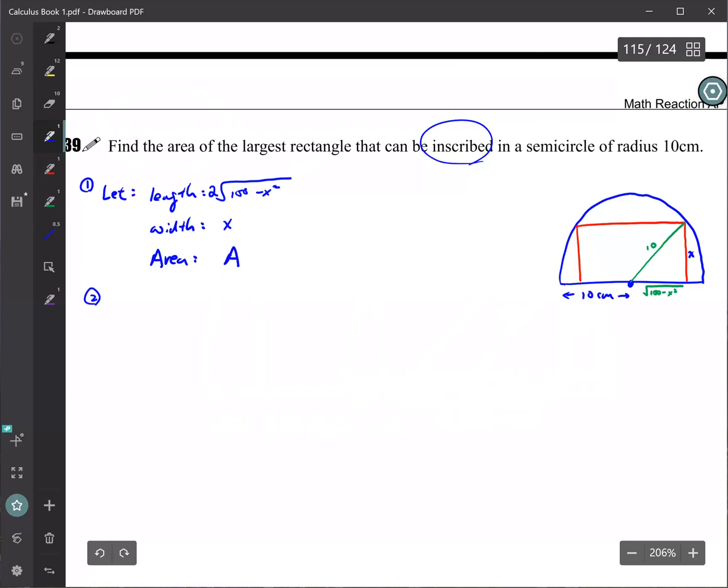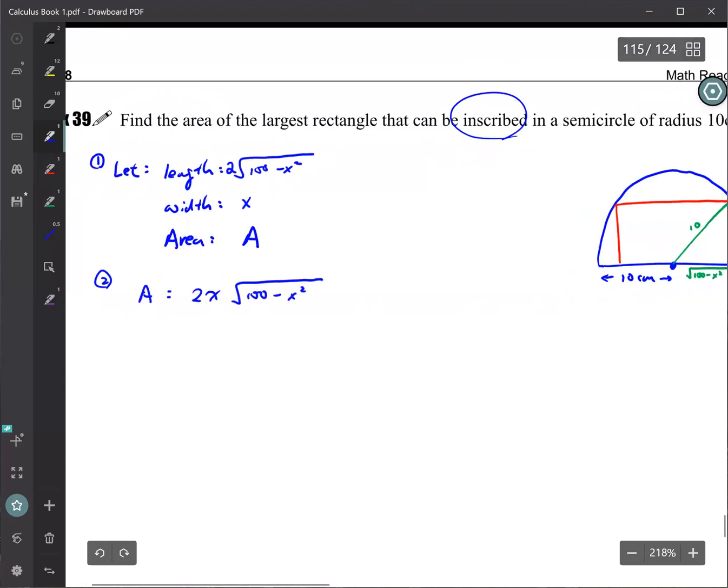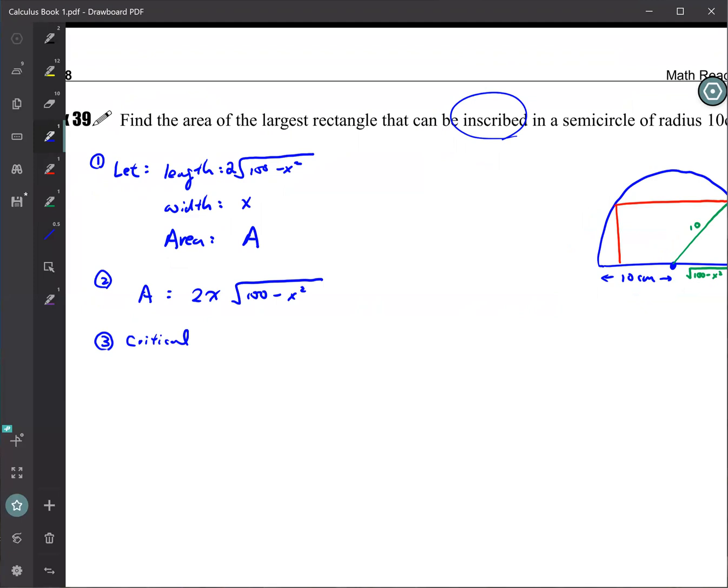Now we need to get the function, right? So area is length times width, so it'll be 2x times 100 minus x squared. Okay, so of course this is different from the previous 2 questions. It's not a polynomial, right? You cannot expand it out, right? So we're just gonna go ahead to step 3, get the critical values. Right, so please continue. Get the critical values and raise your hand, okay, if you find them.